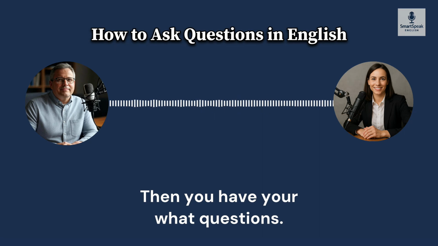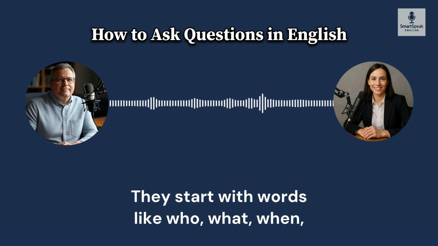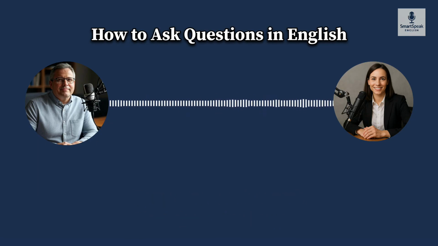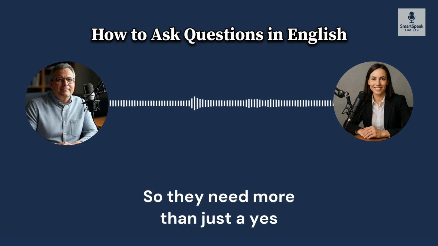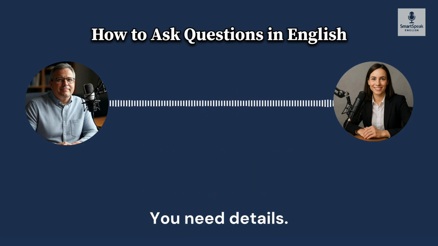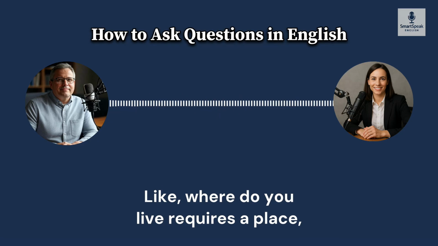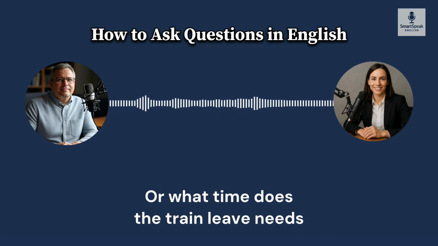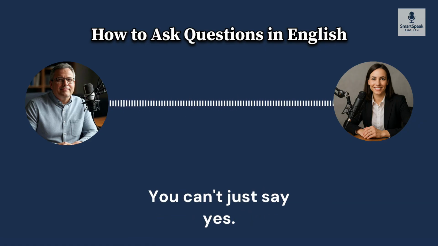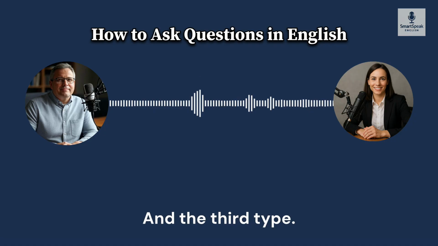Okay, pillar one, yes, no, what's next? Then you have your wh questions. These are your information seekers. They start with words like who, what, when, where, why, how. So they need more than just a yes or no. You need details. Precisely. Like where do you live? Requires a place. Or what time does the train leave? Needs a specific time. You can't just say yes. Makes sense. And the third type?